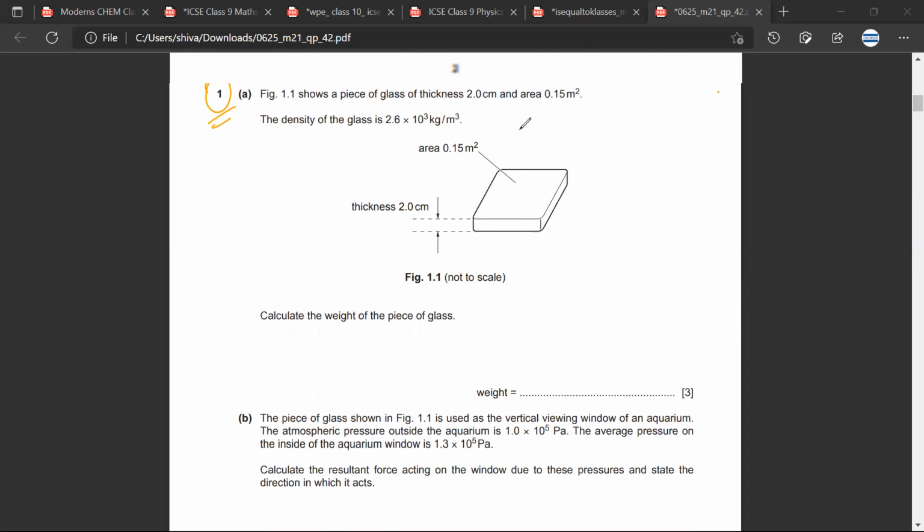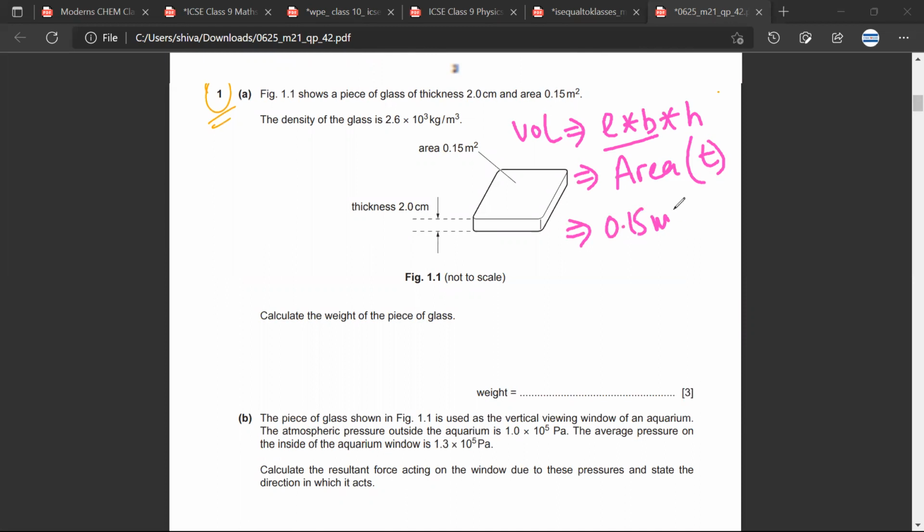Okay. So let us find the volume. The volume would be length into breadth into the height. In this case, length and breadth is area. Height is replaced by thickness. The area is 0.15 meter square. The thickness is 2 upon 100 meter. Chris, any doubt? No, sir.